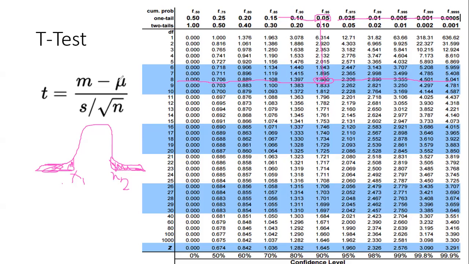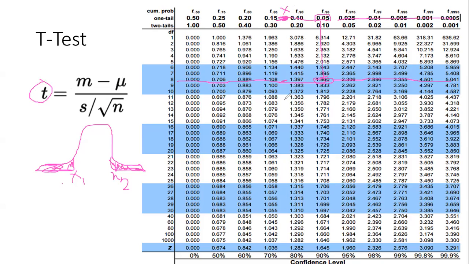If my test statistic value comes out to be 1.2, 1.2 lies between here. So that means that there is a 10 to 15% chance of error in making a claim about the population, which is not acceptable at all to me.